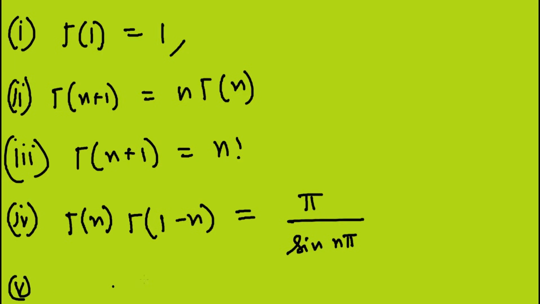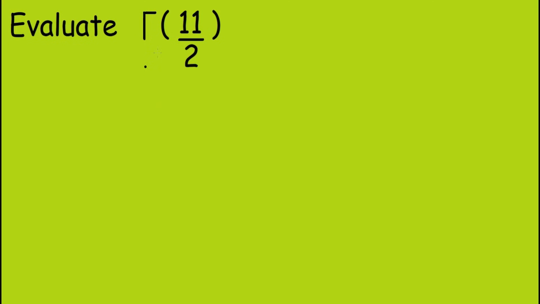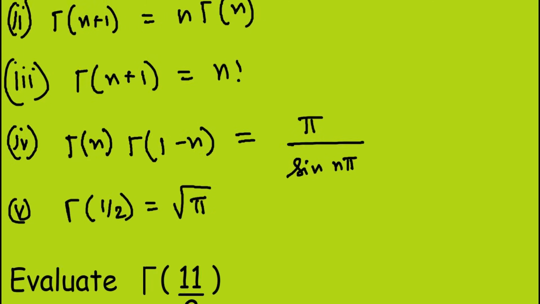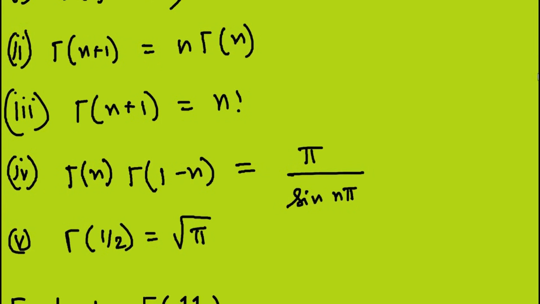Now the fifth important property is gamma half. What is the value of gamma half? Remember that gamma half equals root of pi. So these are the 5 important properties that we have. Now using them we will solve some problems. The first question is: evaluate gamma 11 by 2. To calculate this we will use the property gamma n plus 1 equals n gamma n. With the help of this we can solve this problem.